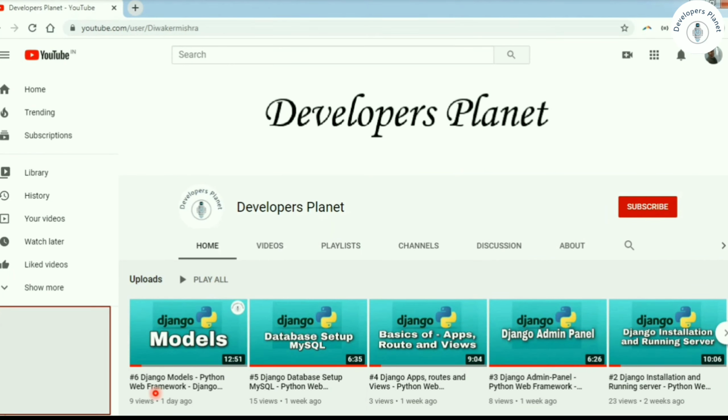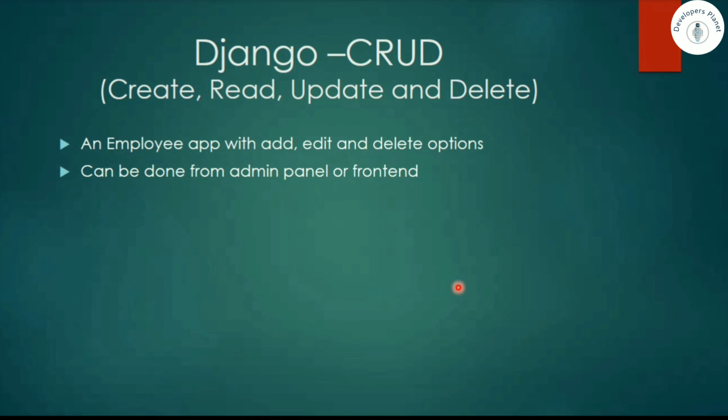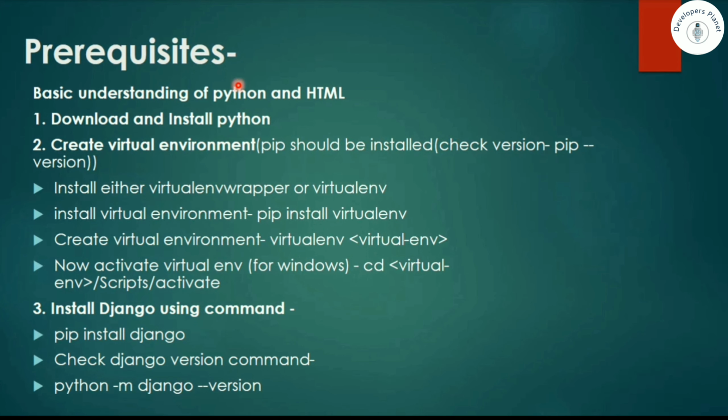In my last video, we discussed Django models, Django database, apps, routes, admin panel, installation, all about Django. So now in this video, I'm going to provide a full tutorial on Django CRUD operation using MySQL database. CRUD means create, read, update and delete with Django. So we will create an employee app with add, edit, delete options, and this CRUD can be done from admin panel or front end.